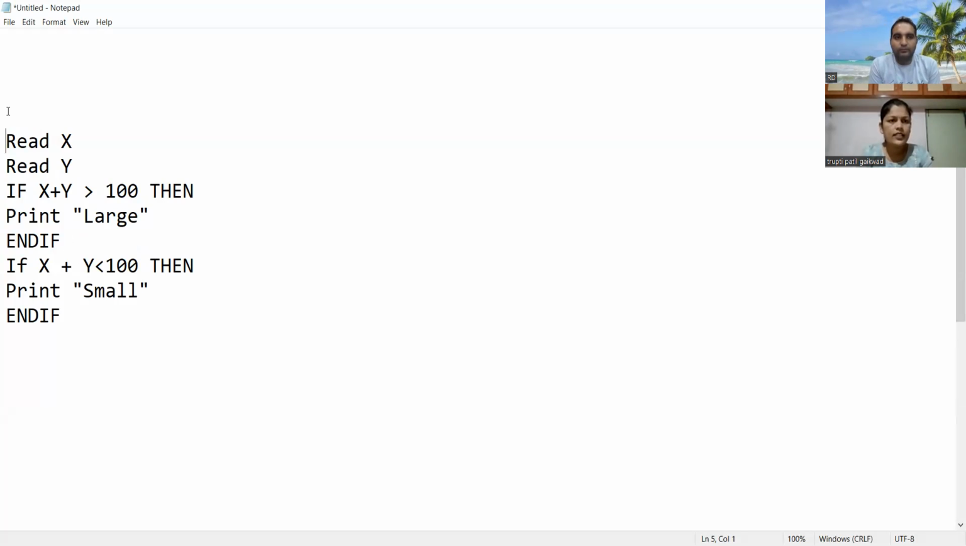There is a read x and read y. Then x plus y is the main, and the execution will start there. So what would be the branch coverage? Like how many, what would be the number? Uh, 100? No, sir. Fine. Let me explain this in detail.